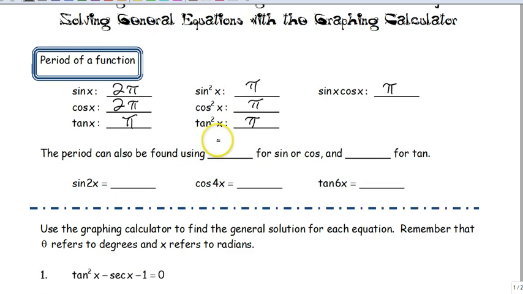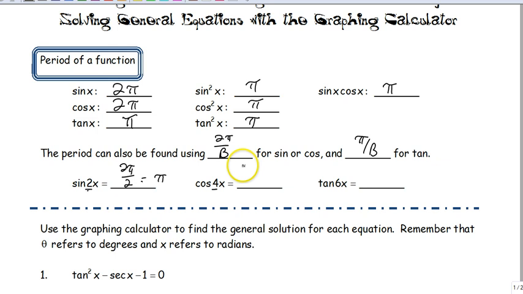Period can also be found using 2 pi over b. Remember, it's the frequency. It's 2 pi divided by the frequency, and because this number again is the frequency, we talked about that when we were graphing in Trig Chapter 2, and we can do pi over b for tangent. So for example, normally the period for sine is 2 pi, but if I divide that by the frequency of 2, that's going to have a period of pi.